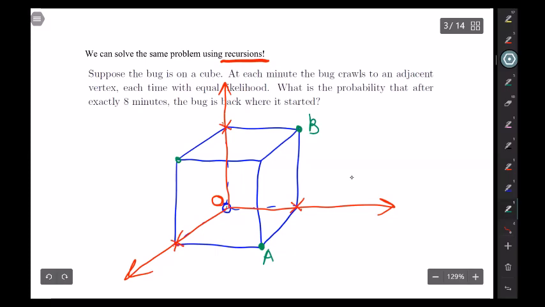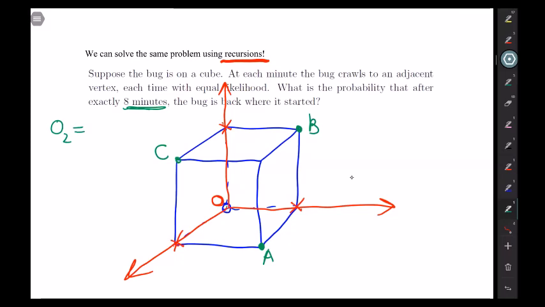That's pretty much it. And like we said, because it's an even number of times, the recursion should be based on an even number of steps. After an even number of steps, we will end up at A, B, C, or the point O. So let's write out the first initial cases. O2: how many different ways, if you start at O, after 2 moves, can you end up back at O?